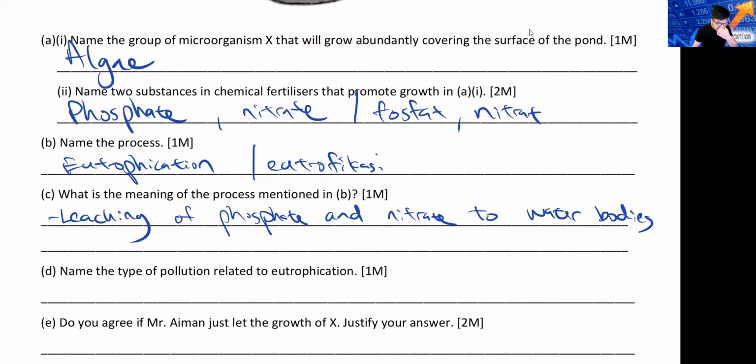Okay, I don't know what leaching is called in BM. Okay, I don't know the word. So phosphate dan nitrat ke badan air, I guess. Okay, your tasik or your sungai. Leaching means the washing lah. Okay, washing away of your fertilizer.